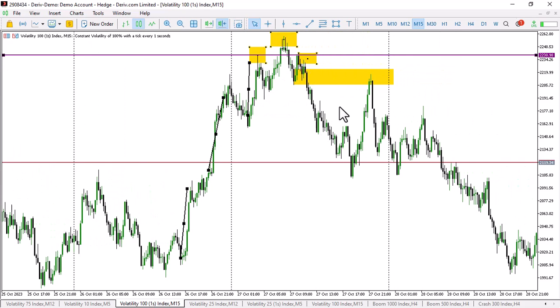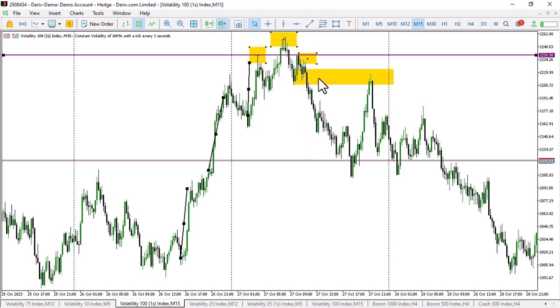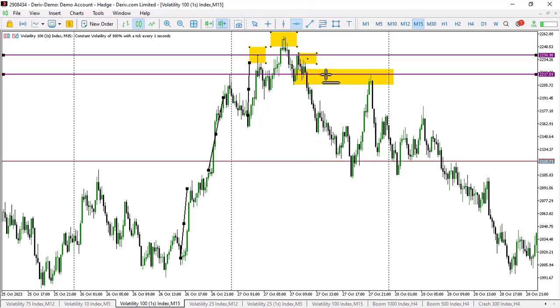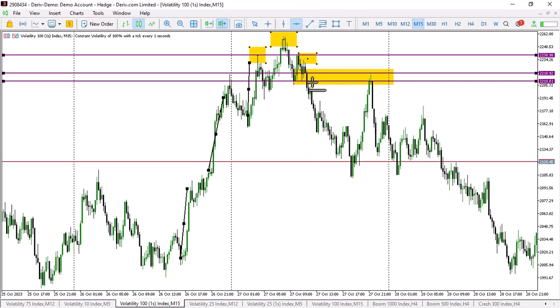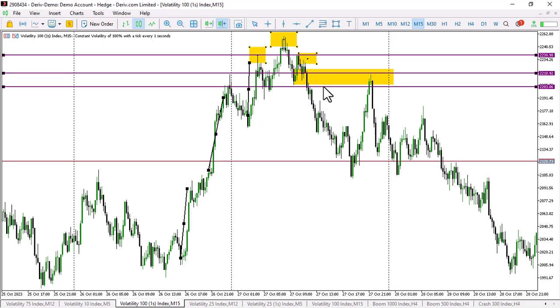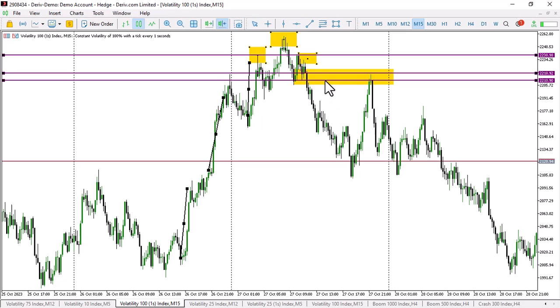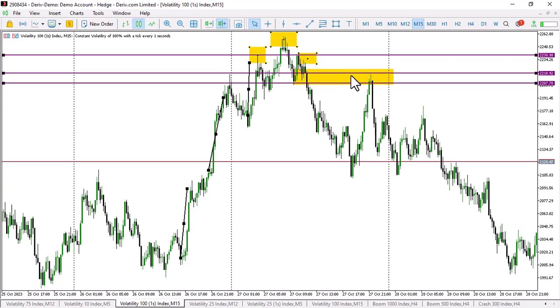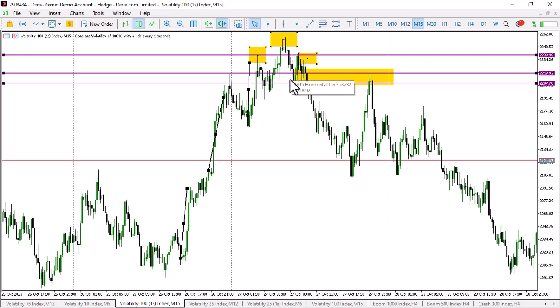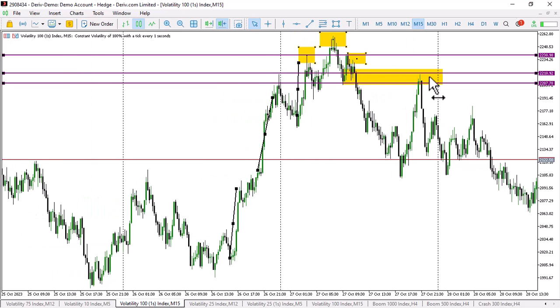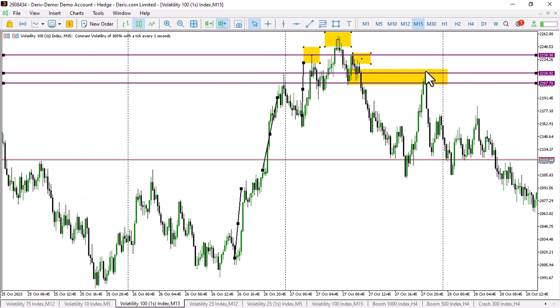So after that, what are you going to see? You're going to see that you are going to have a breaker, and this is your breaker, the yellow zone. But inside that breaker, you have to have what we are calling the fair value gap for confluence, right? If you don't have a fair value gap, you are not going to take that trade. So this is your fair value gap, and this is your breaker. So price breaks and comes back to retest. So if you want to use limits, you can use limits here, and you get your trade.